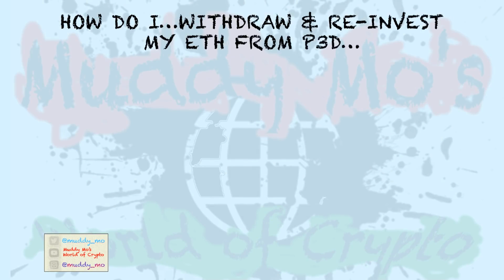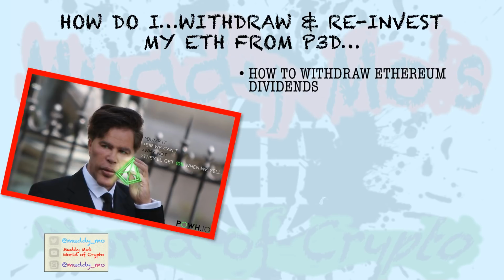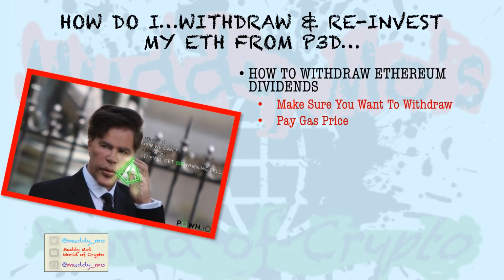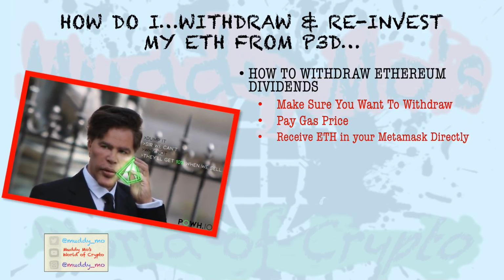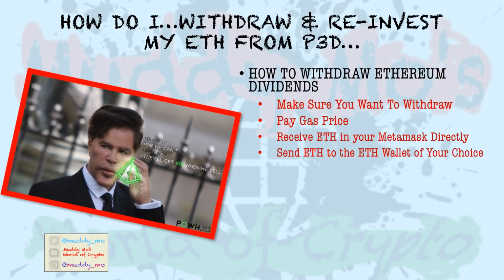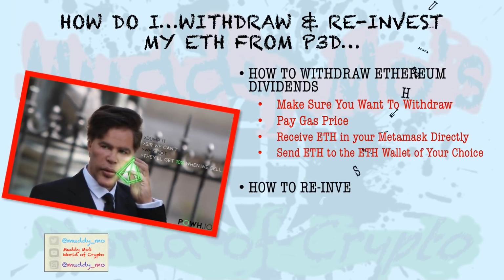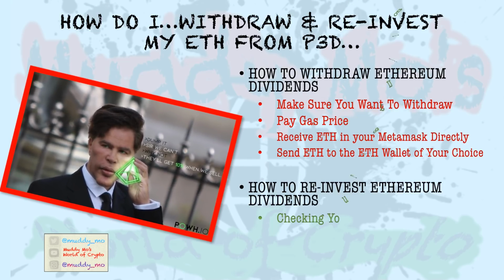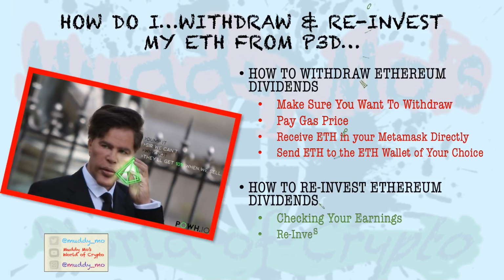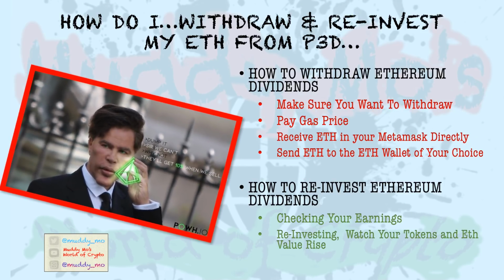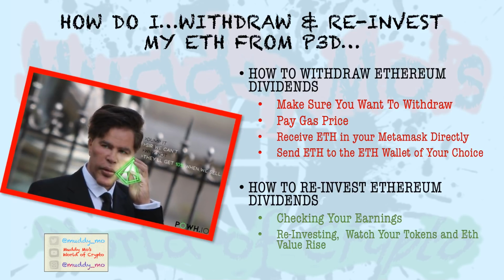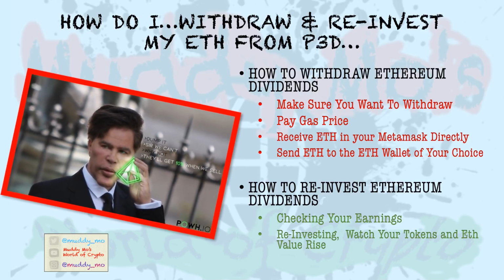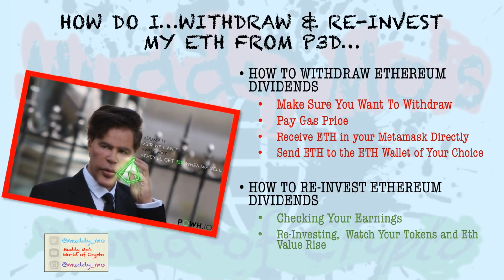Next up, we got how do I withdraw and reinvest my ETH from P3D? How do I withdraw this ETH? I need that in my pockets. How to withdraw Ethereum dividends? First, you want to make sure that you actually want to withdraw. Then you pay the gas price and receive your ETH directly in your MetaMask. Then you can send the ETH to whatever ETH wallet you would like. Next, we will talk about how to reinvest Ethereum dividends. This is reinvesting back and buying more tokens. Get more dividends.